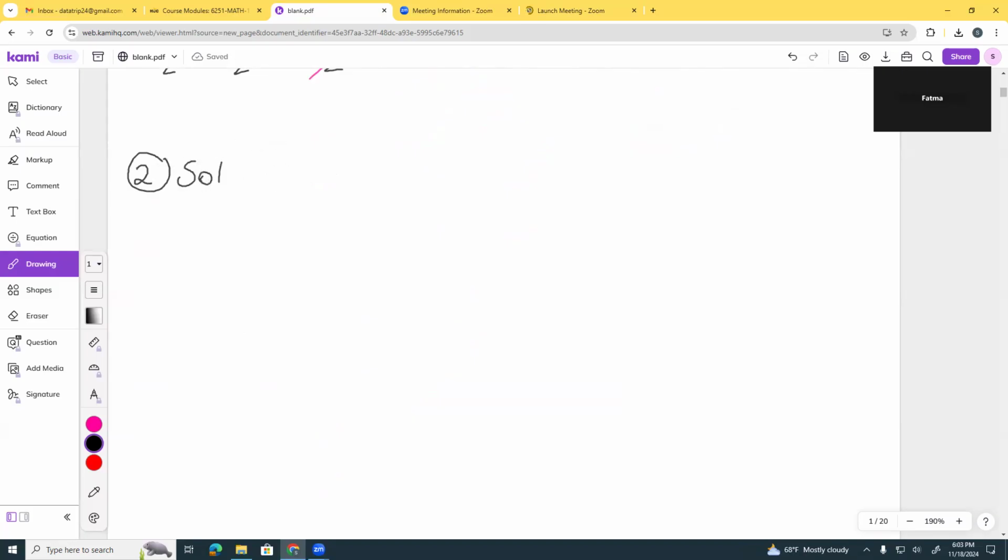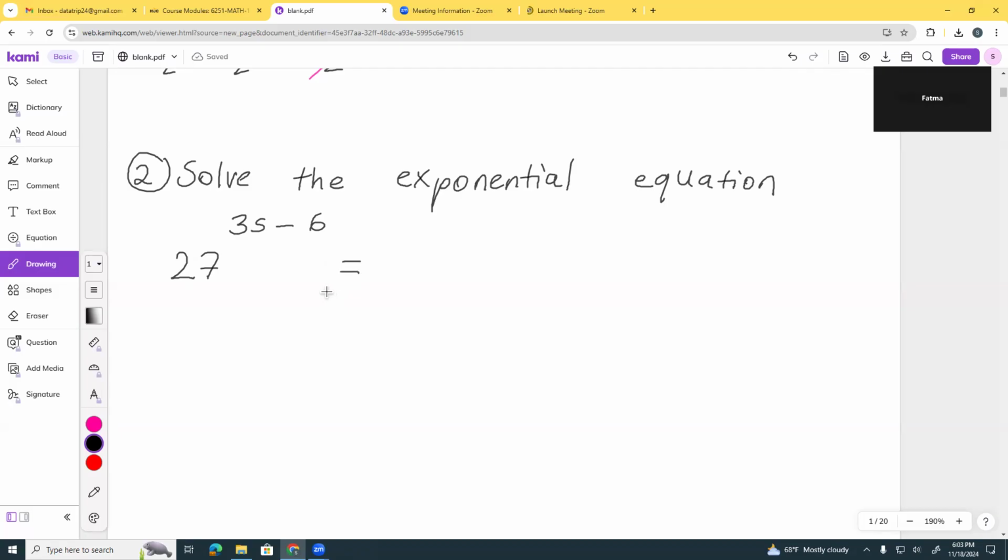It says, solve the exponential equation, which is 27 to the power of 3s minus 6 is equal to 9 to the power of 4t plus 8, 4s.